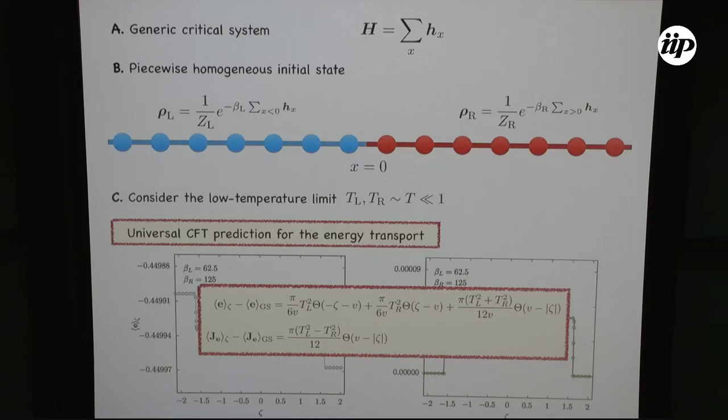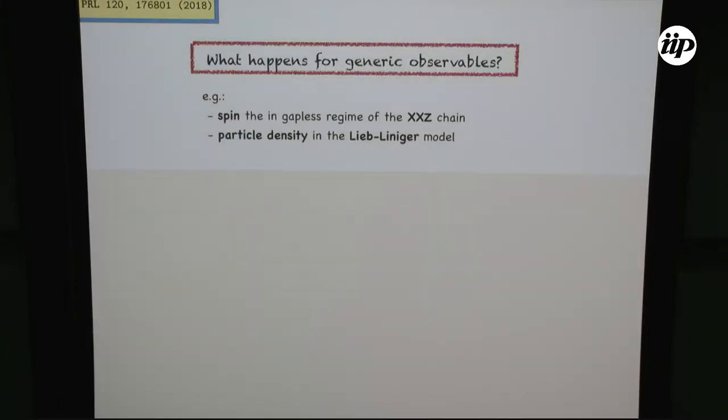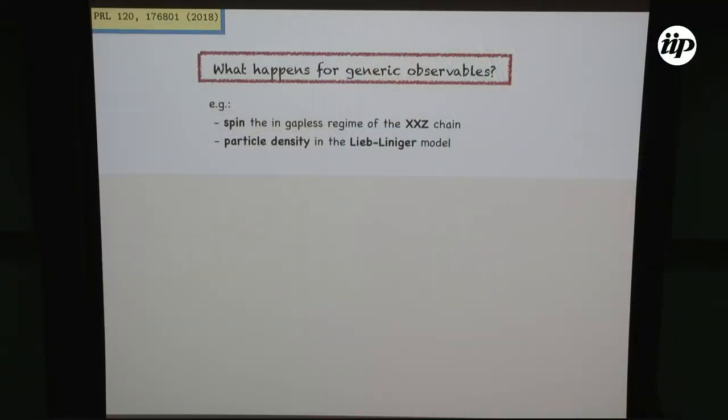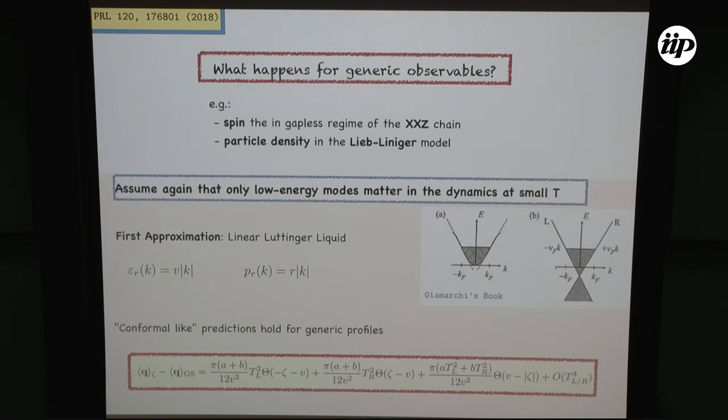Okay? And the question I want to ask now is, this nice description holds for the transport of energy. So if I consider the profile of energy density and current, but what can I say for generic observables? For example, the spin in the gapless regime of XXZ, or the particle density in Lieb-Liniger, or whatever else, other observables which are not the energy and the energy current. Okay, so one can do the simplest calculation, just assuming that, again, only low energy modes matter in the dynamics at small t. And so basically you can do a calculation in the Luttinger liquid approximation. So you approximate your Hamiltonian by just a linear dispersion. You do what is nicely explained in Giamarchi's book, for example. And then you get conformal-like predictions for generic charges.